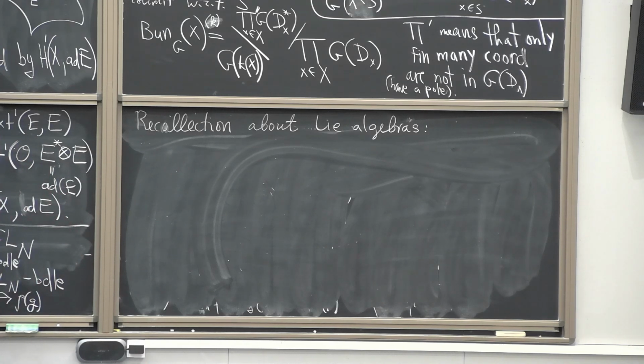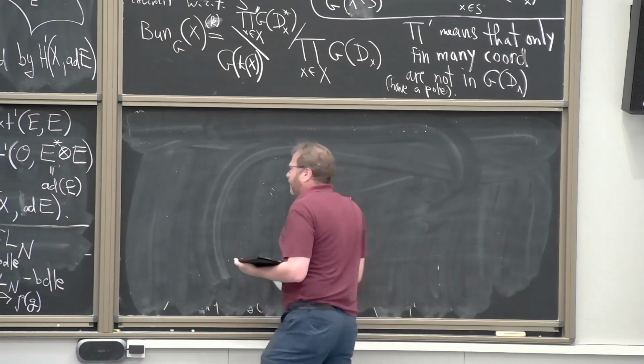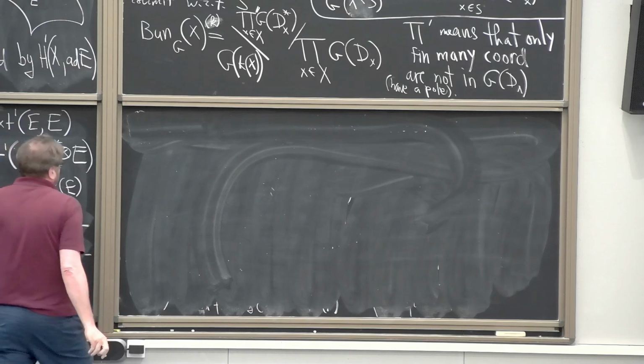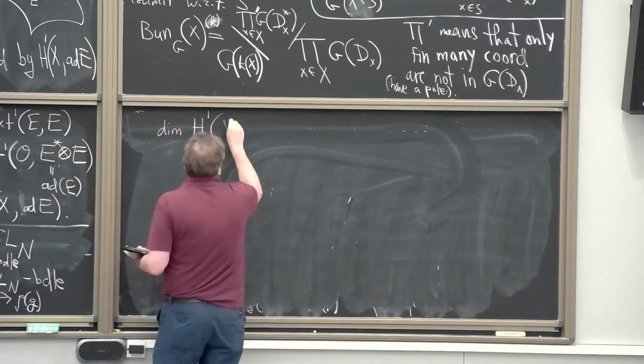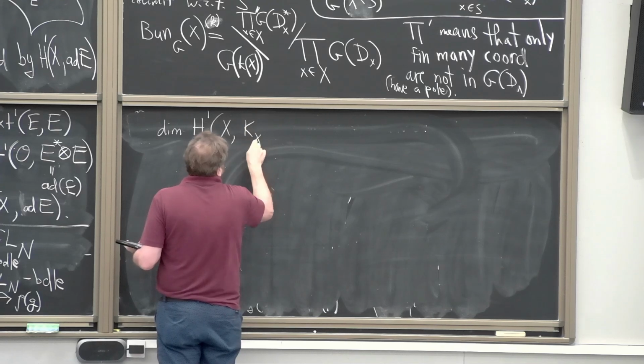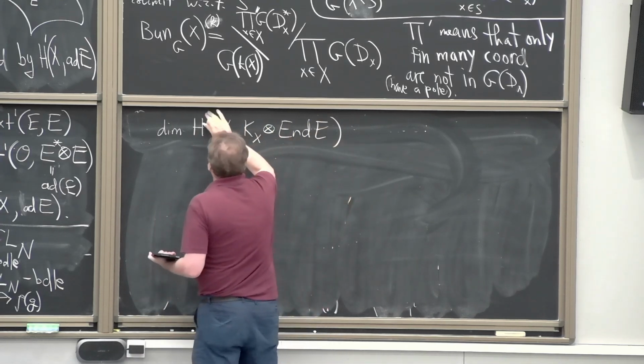Oh, I'm sorry. Yeah, I was going to say what dimension is. Okay, thank you. So what is the dimension of this H1 of X with coefficients in K_X tensor product with endomorphisms of E? H0, I'm sorry.